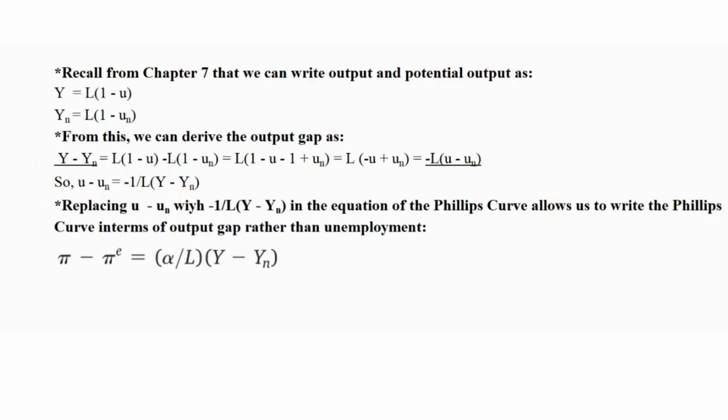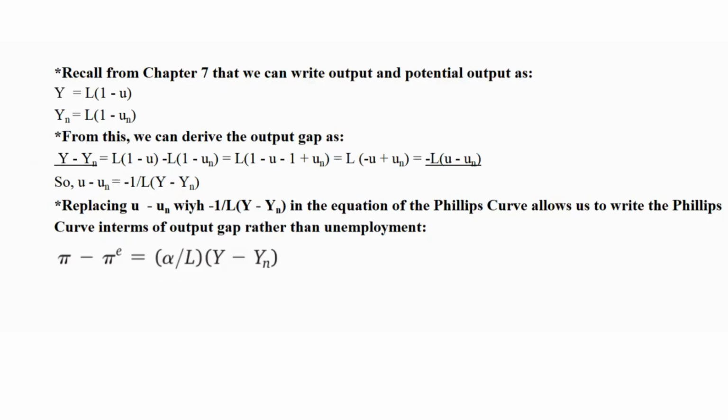Now from this we can derive the output gap, which is the difference between actual output y and potential output yn. So we will do y minus yn is equal to L times (1 minus u) minus L times (1 minus un). From here we can factor out an L. Then this will become L times (1 minus u minus 1 plus un). And then from here we get L times (minus u plus un). And here we can factor out a minus sign. And in this way we can show that y minus yn is equal to minus L times (u minus un). And now in this way we have established a relationship between output and unemployment.